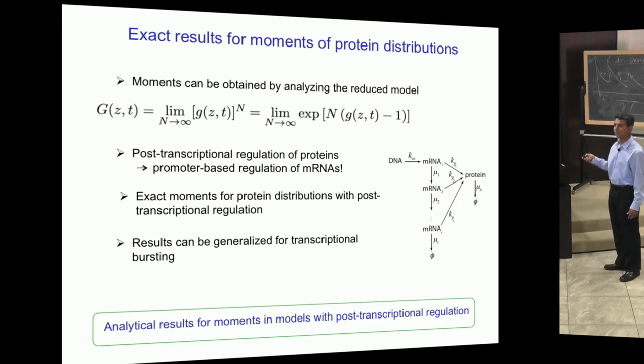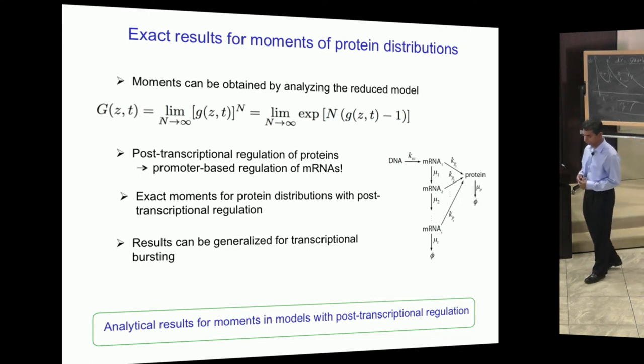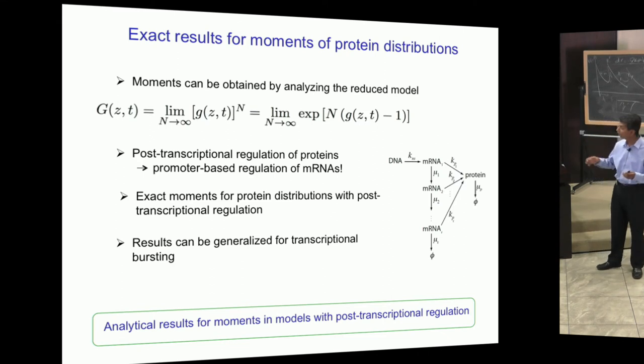And as we'll see, what happens when you do this mapping is that a model for post-transcriptional regulation of proteins reduces to a model of promoter-based regulation of mRNAs. So this is an exact mapping between a model for promoter-based regulation of mRNAs and a model for post-transcriptional regulation of proteins, given that mRNAs arrive constitutively according to a Poisson process.